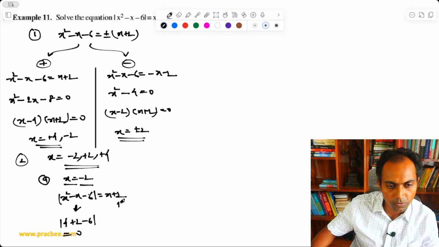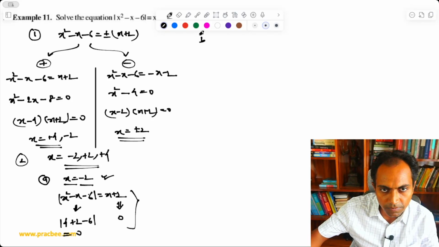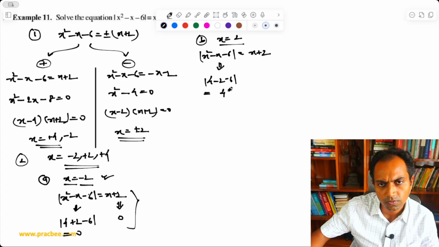Wherein here if I put this, again comes out to be 0, and now this is fine. So this is an acceptable answer. We will do this one more time for the B part. So let us now consider the value of x is 2. What we have is mod of x square minus x minus 6 is equal to x plus 2. If I put 2 here, it becomes mod of 4 minus 2 minus 6, and that would be equal to 4. If I put 2 here, it becomes 4. Again this is equal, so acceptable.